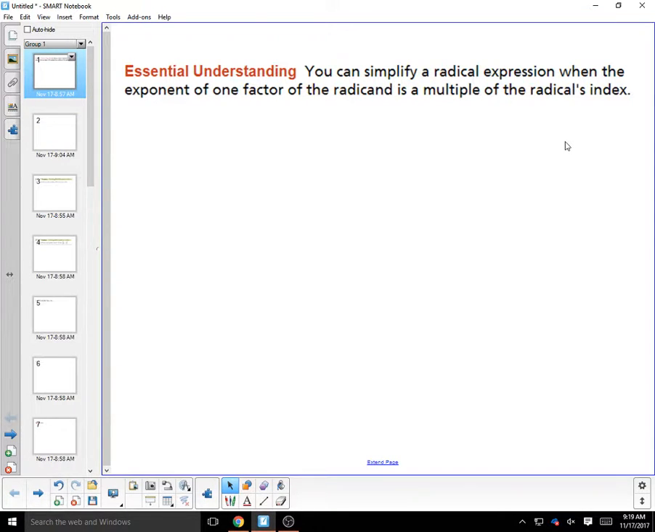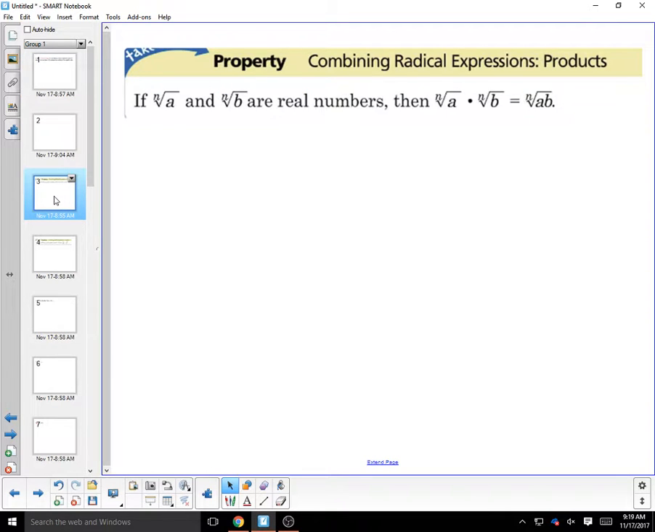Exponents of one factor, and the radicand is a multiple of the radical index. So we're going to be multiplying, we're going to be dividing them. I'll show you guys how. It's not that crazy. I am recording it, so if you need to go back and take a look at that, you can. Here's the first rule that you need to know.